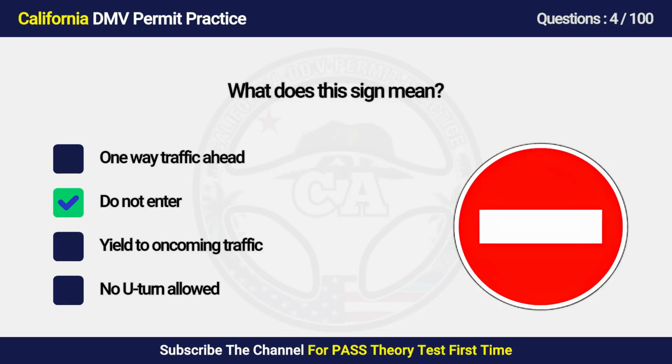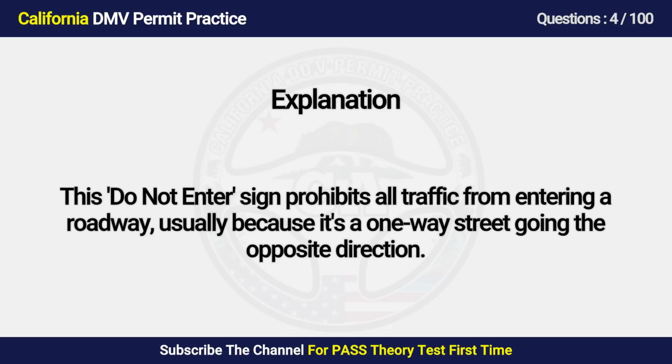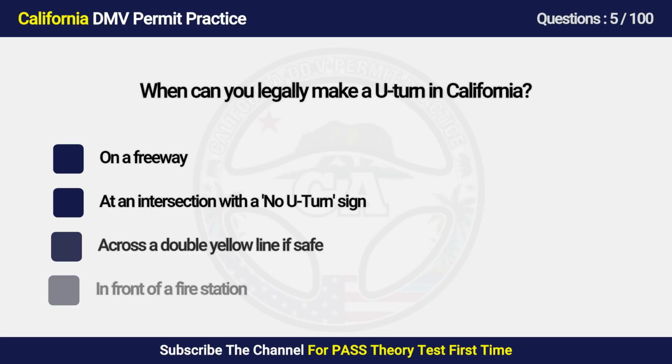Answer is B. Do not enter. This do not enter sign prohibits all traffic from entering a roadway, usually because it's a one-way street going the opposite direction. Question 5. When can you legally make a U-turn in California?